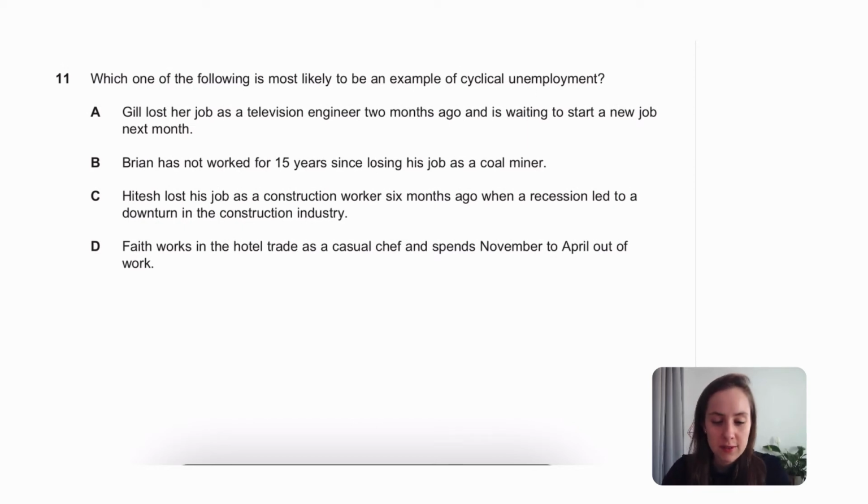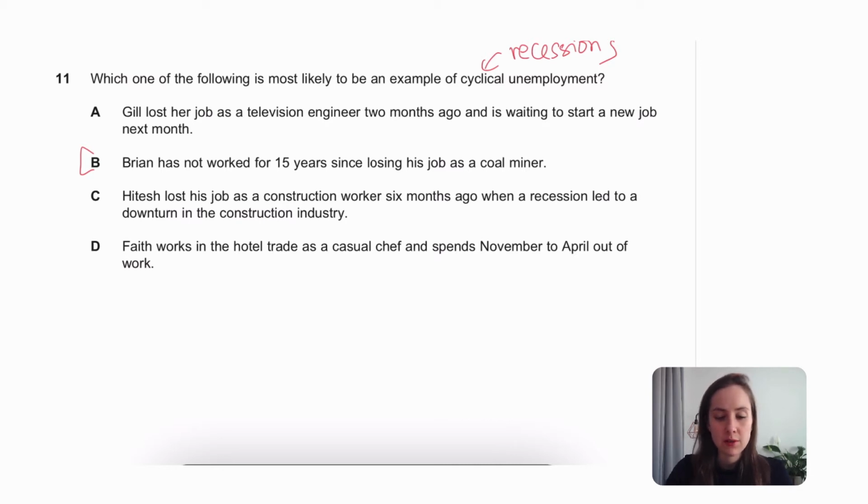Cyclical unemployment. That's unemployment caused because of recessions. So we look for something like a recession. So B seems unlikely because recessions don't tend to last 15 years. Especially the word coal miner suggests that's the choice of industry that's been difficult.